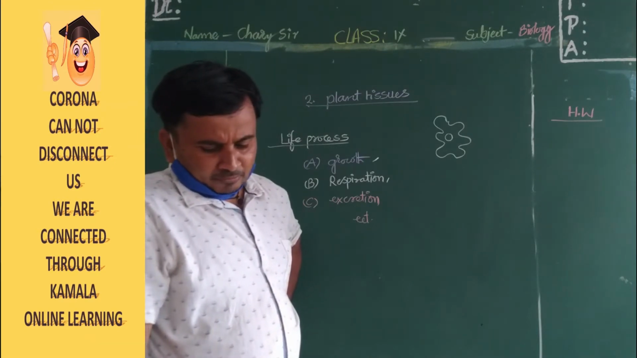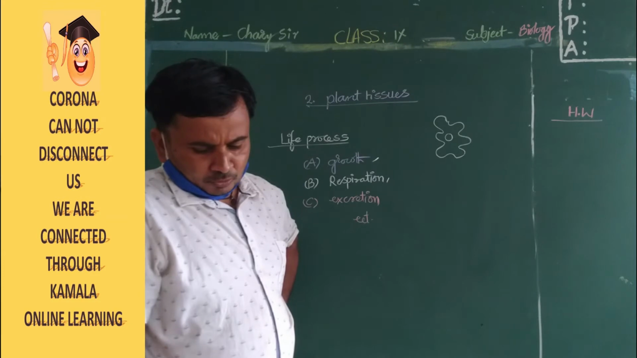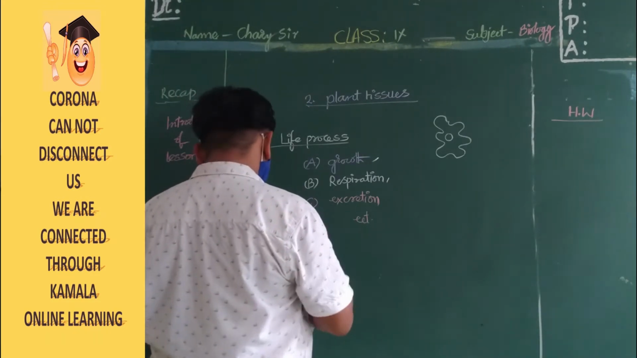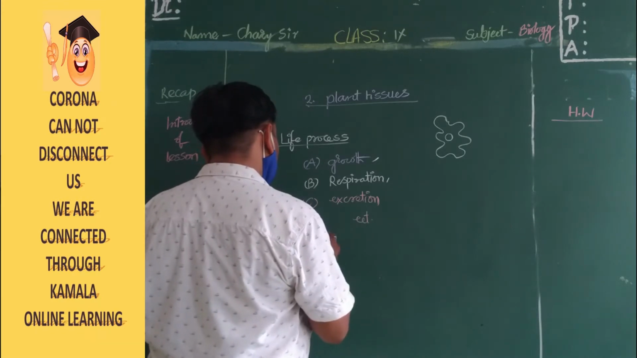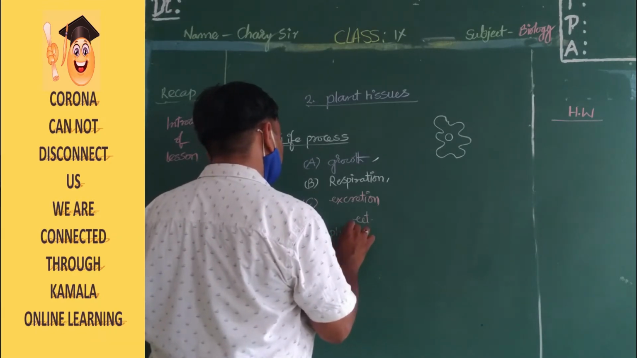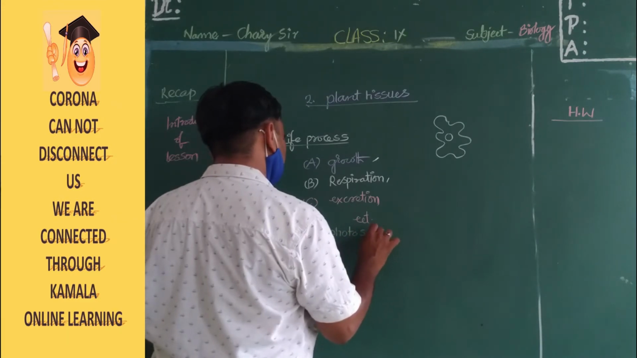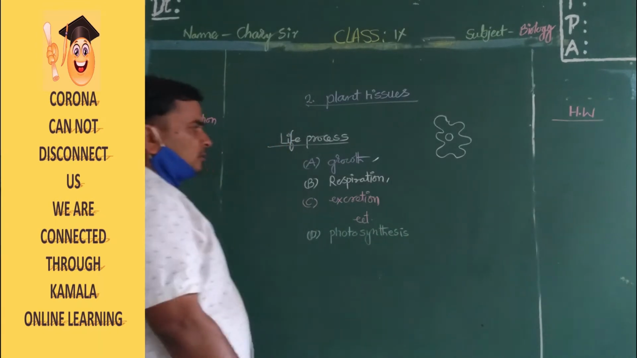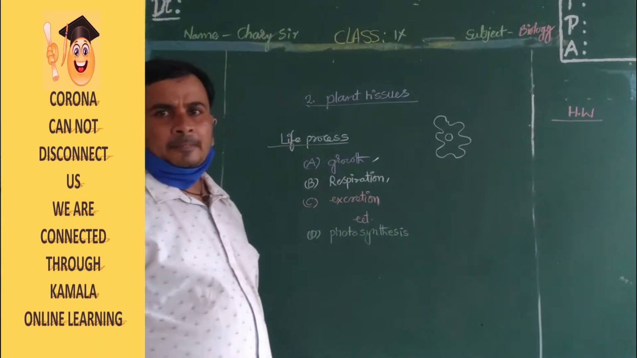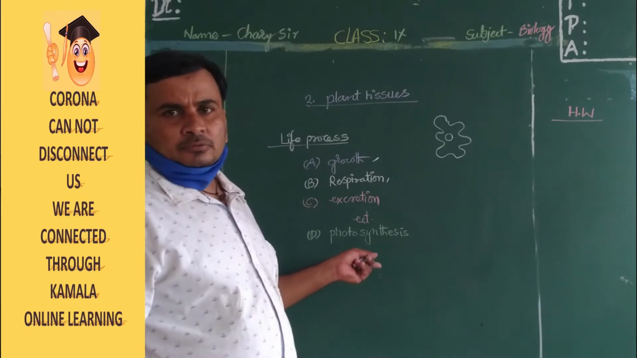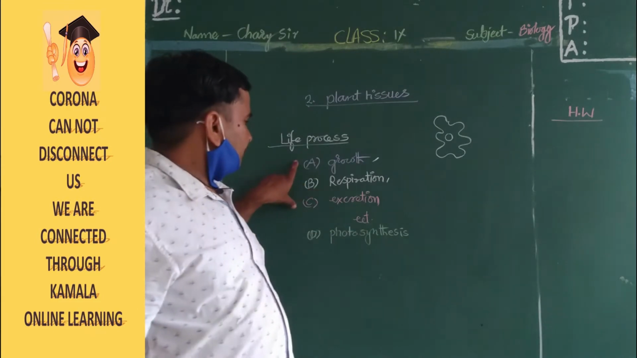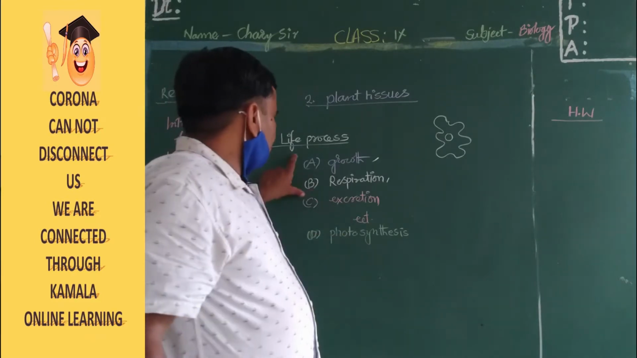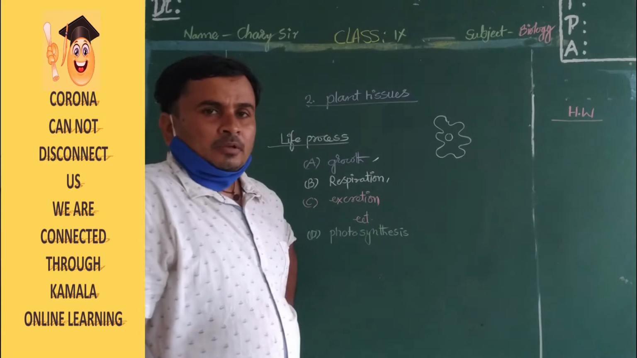In addition to this, plants can perform photosynthesis. This is photosynthesis. Similar to animals, plants do all the other things, but photosynthesis will not be done by animals.